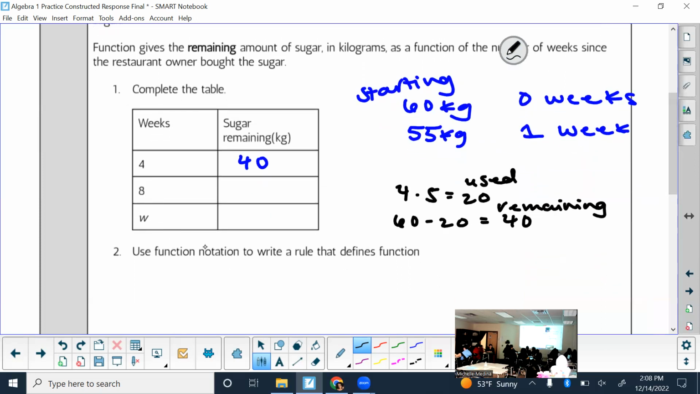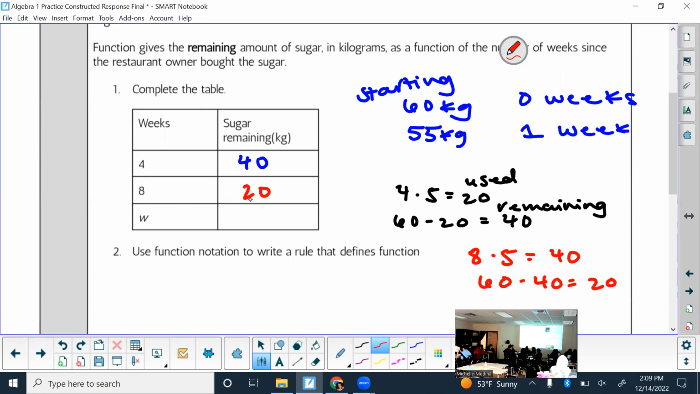They want to know how much is remaining, not how much they need, but that's how you figure it out. So then at 8 weeks, how much do they have remaining? Because it's 8 times 5, which is 40, and then you take that 40, subtract it from the 60, and that's what's remaining. That's what goes here. That's what they want.